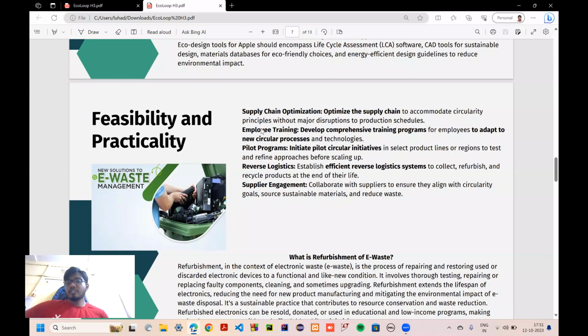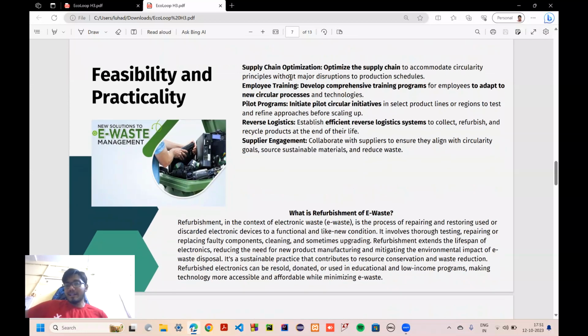We come upon the next point, feasibility and practicality. Supply chain optimization, what does this mean? This basically refers to optimizing the supply chain. This is also one of the techniques that has been utilized by Apple in its operations in order to incorporate the concept of circular economy in its ventures. Optimize the supply chain to accommodate circularity principles without major disruption to production schedules. Other points include employee training, pilot programs, reverse logistics, and supplier engagement.